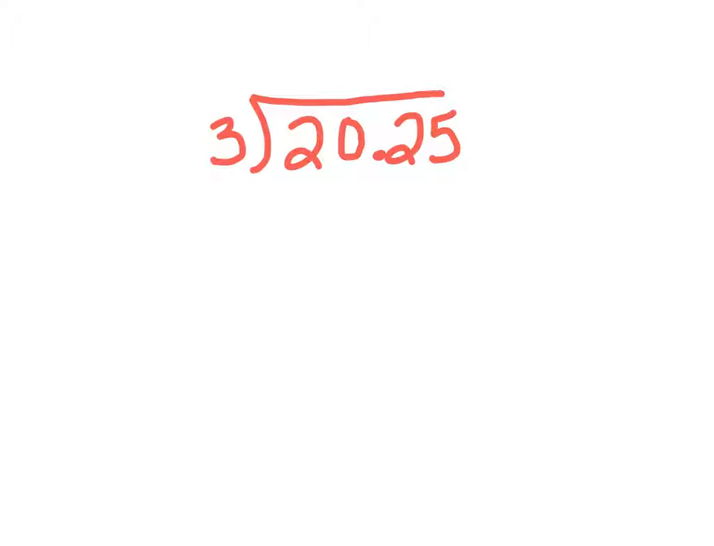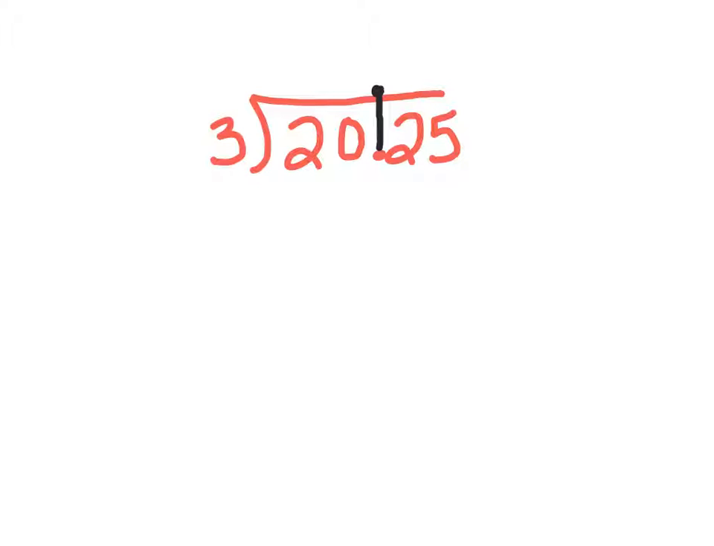Let's go ahead and take a look at this first example. The first step to dividing any problem where you have a decimal is to bring that decimal right up to the top and drop it into place in the exact position it is in the dividend, the number underneath. Now we start our process.